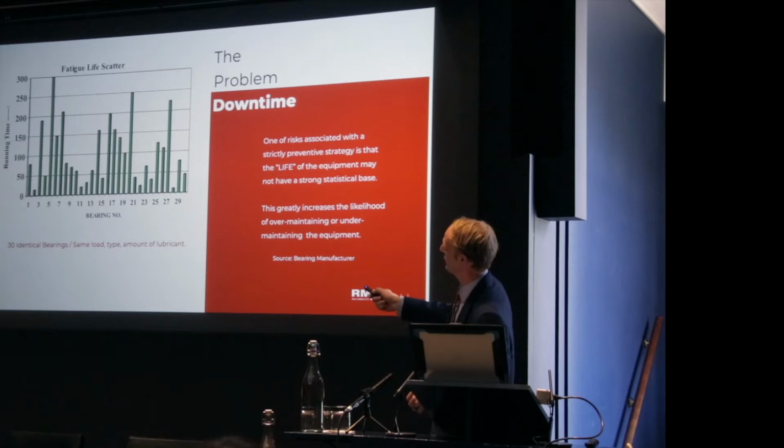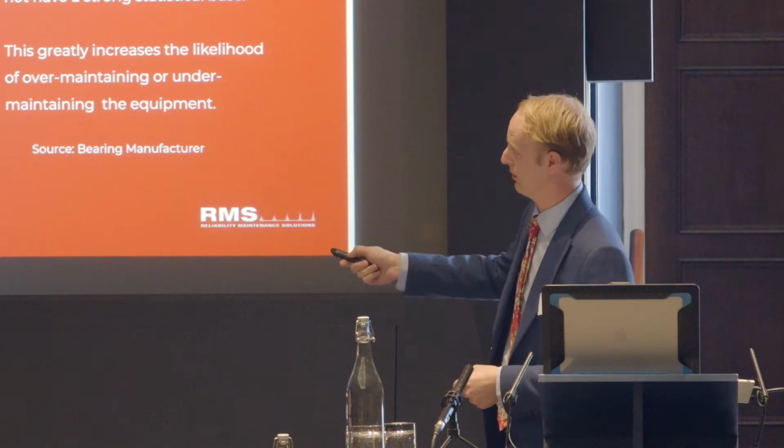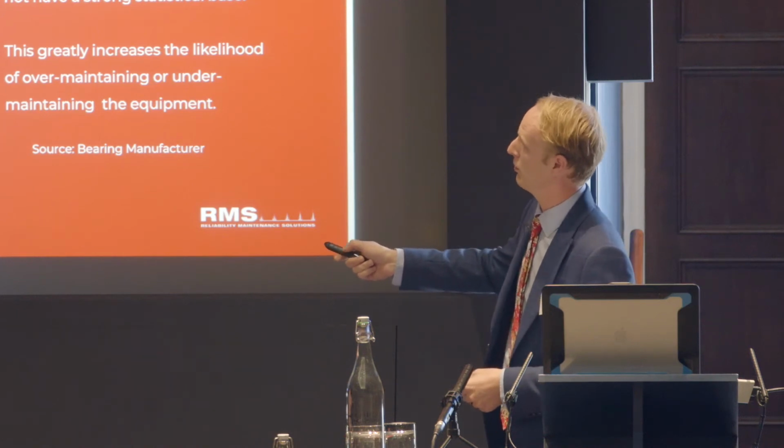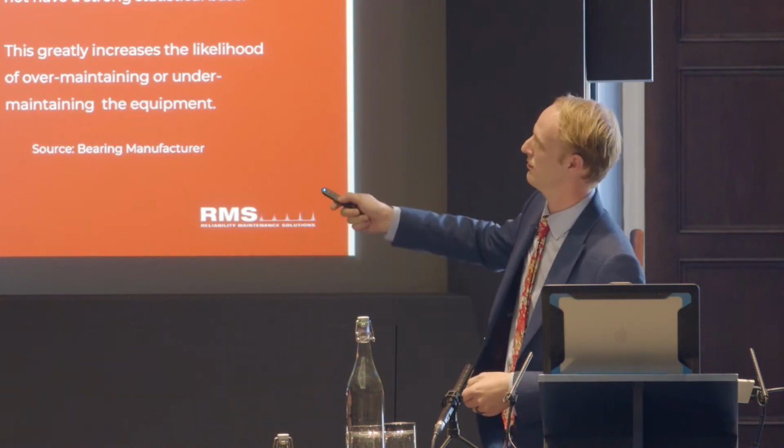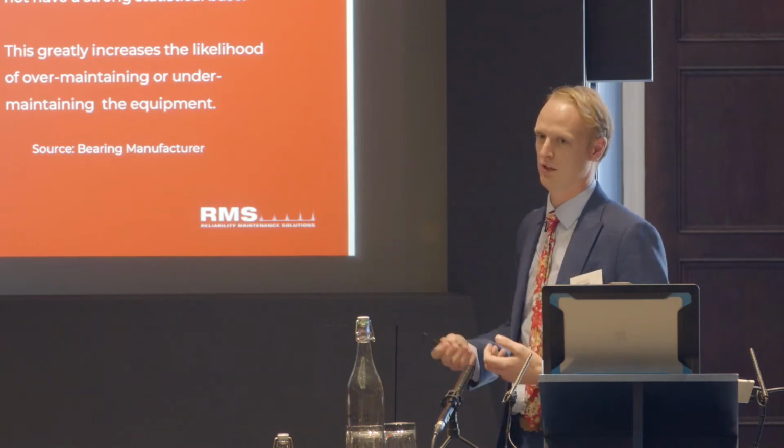Just a little example of that. This is a life scatter chart from a very popular bearing manufacturer, where we've got 30 bearings all run in the same conditions, and these are the failure rates that we see, and you can see that randomness in there.